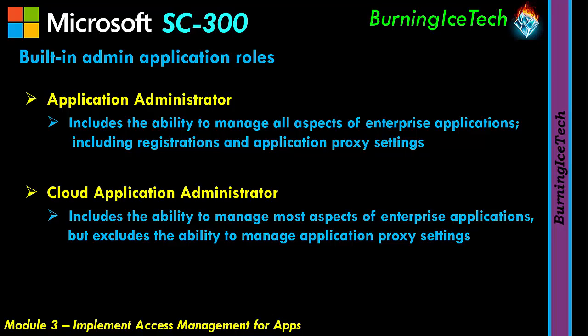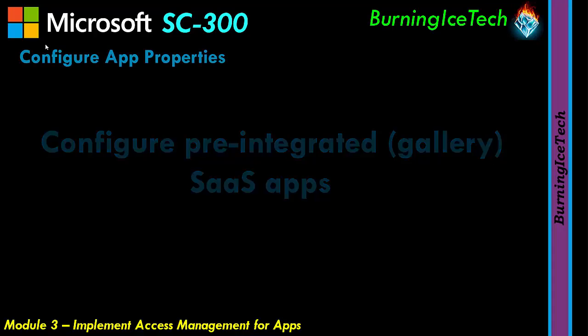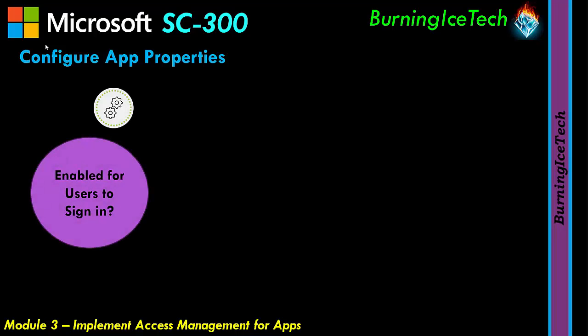All right, folks, let's move on to the third main section, configure pre-integrated software as a service application. So we're going to talk about configuring app properties. There's 3 properties we can go ahead and configure. The first of which is enabled for users to sign in. So we're going to look a little bit deeper into this in just a second, but the first one is enabled for users to sign in.